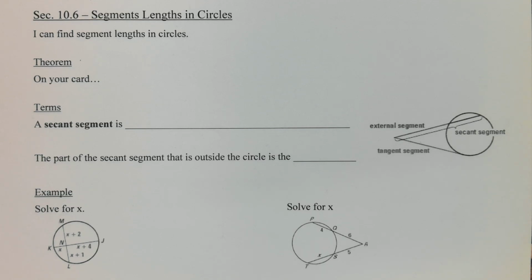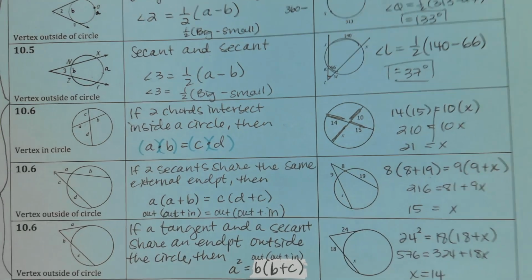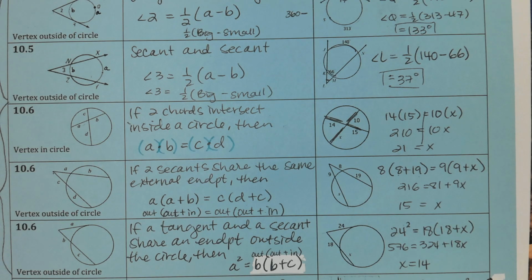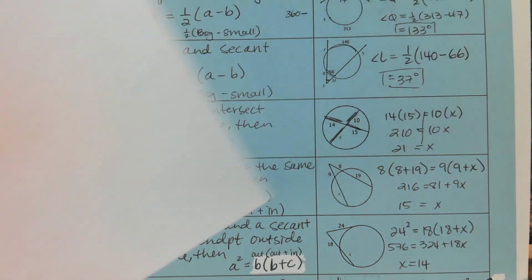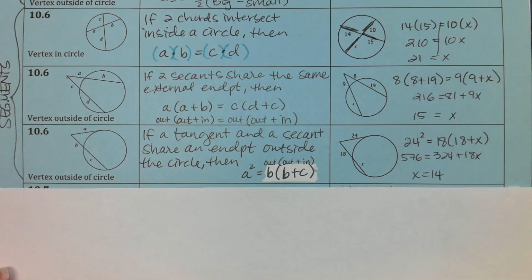This is 10.6, and today we're going to talk about segment lengths in circles and outside of circles. It should kind of say both of those. First, we're going to go to the theorem card. We're going to fill in three boxes, three theorems. So there's 10.6 and those three boxes.